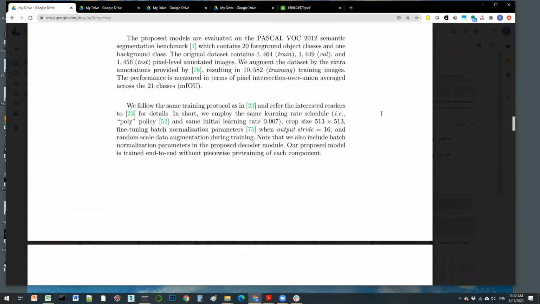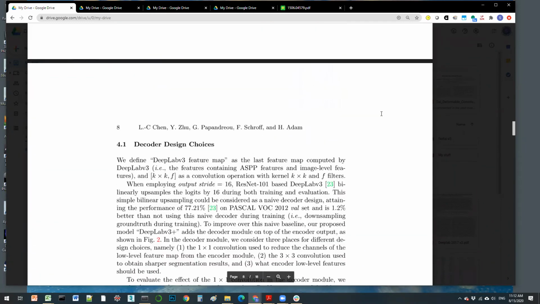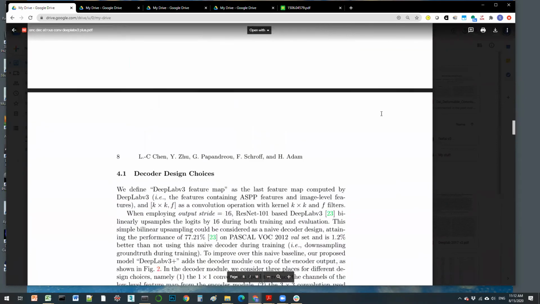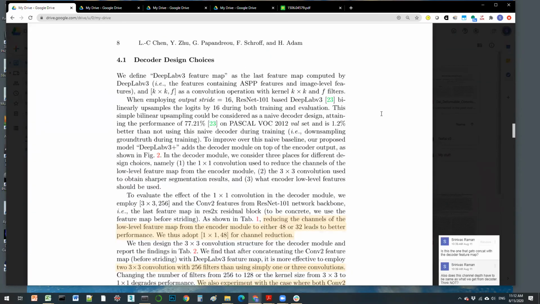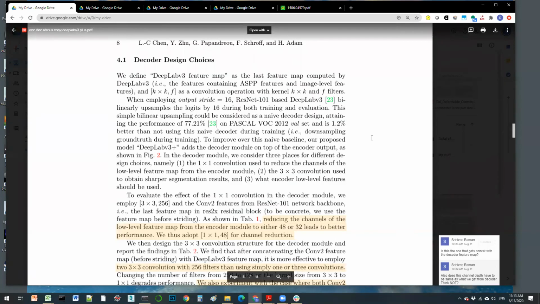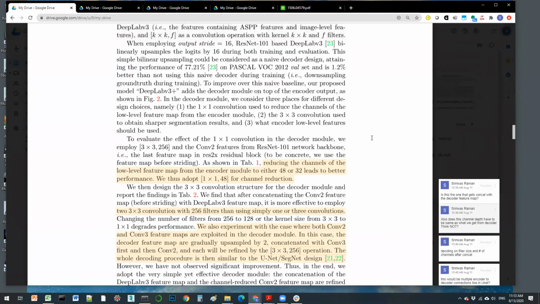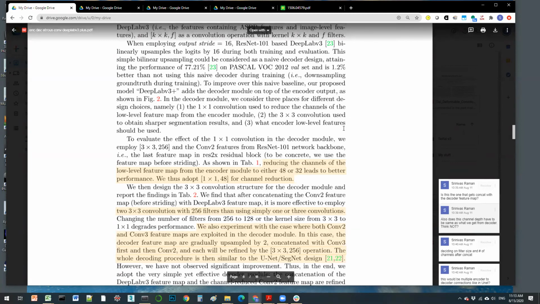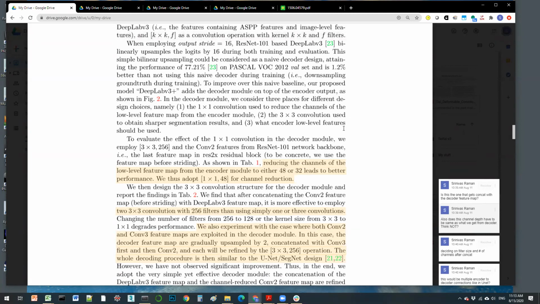Right, and then the rest of the paper is the evaluation of the results. One of the things they talk about is that you could think of the direct 16x upsampling that happens in the DeepLab v3 paper as just another simplistic decoder. And instead they are using a more complex decoder in this case.